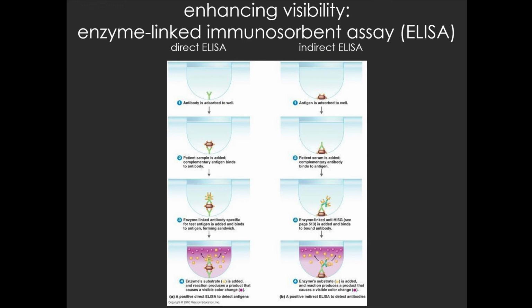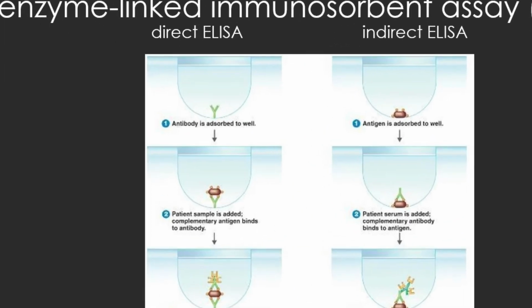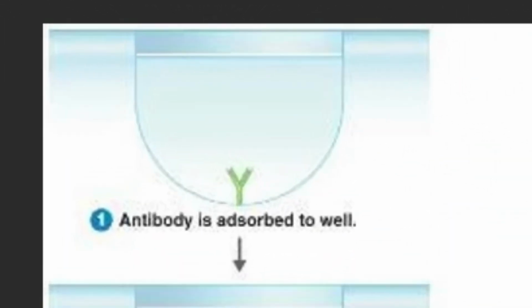Just like the other assays we've been looking at, the ELISA comes in both direct and indirect forms. On the left-hand side of the screen, you see a direct ELISA, called that, of course, because it's looking for patient antigen. In a direct ELISA, an antibody specific to a pathogen is adsorbed or adhered to the bottom of something called a plastic microtiter well.